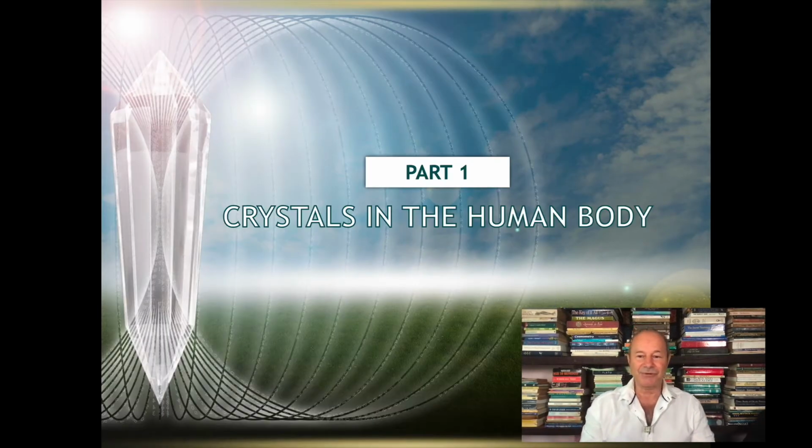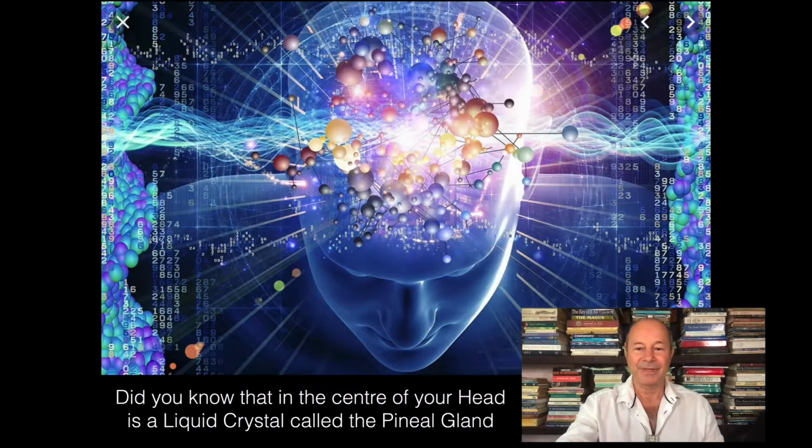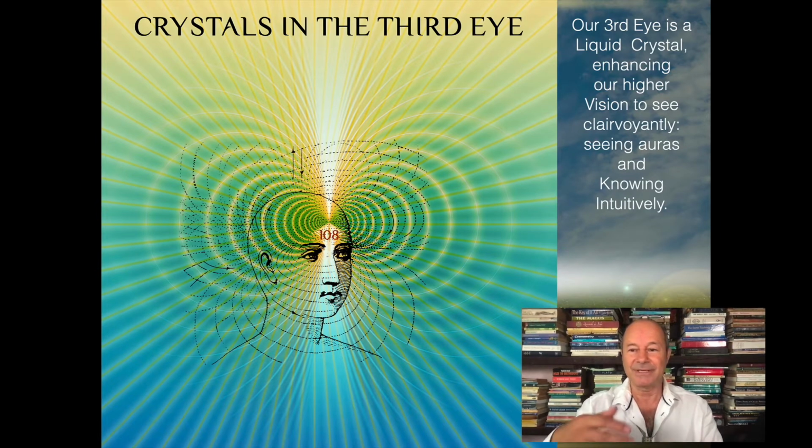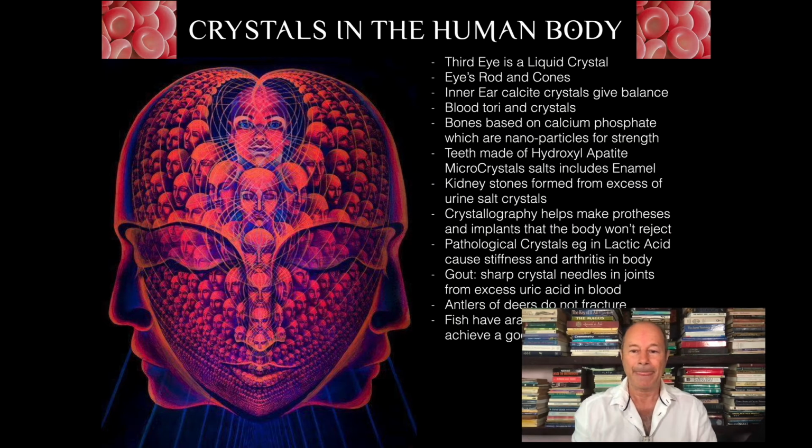So part 1 is crystals in the human body. This is one of my favorite chapters because the most significant point in our consciousness is our third eye, and we have a liquid crystal there in our gland called the pineal gland. This relates to how we can see auras, have higher vision, and to know things clairvoyant, because crystals are living things. Crystals also appear in the eyes, in the rods and cones of our eyes.